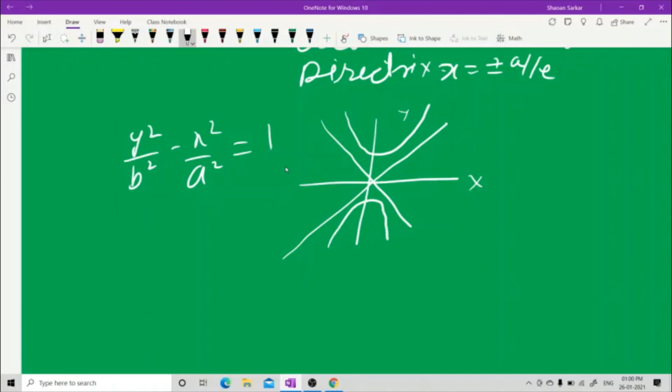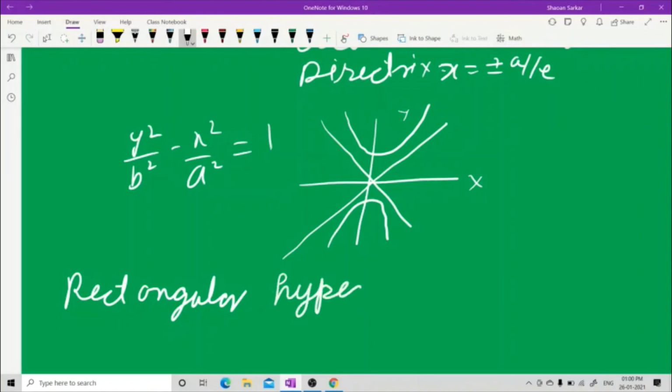Now what you need is the next one, the rectangular hyperbola, which is very important. Let us write it down. Rectangular hyperbola. This is something like this. Look, this looks somewhat like this. The equation becomes like this.